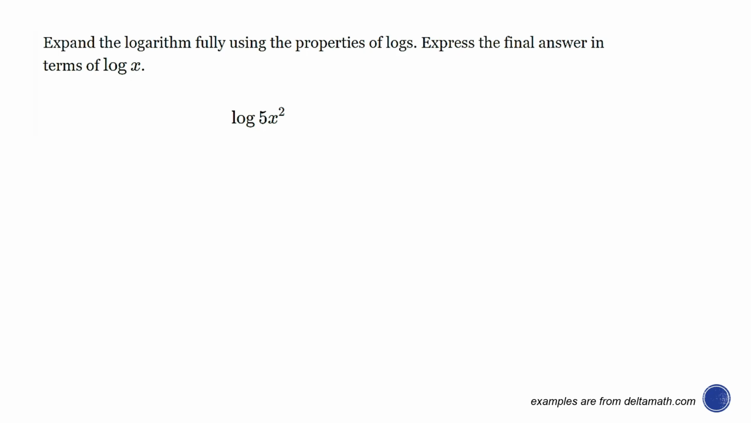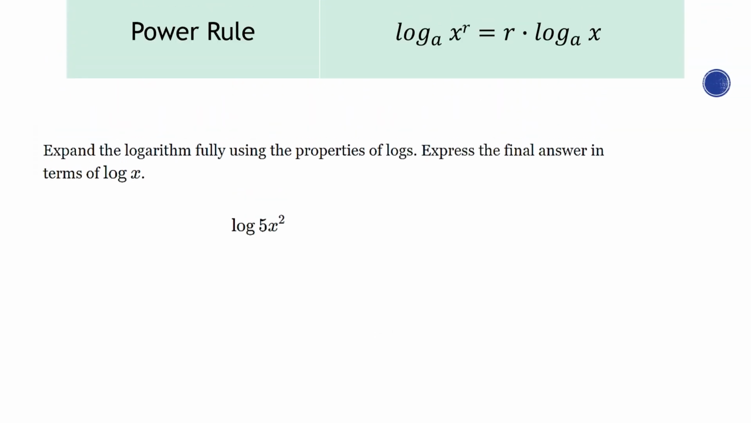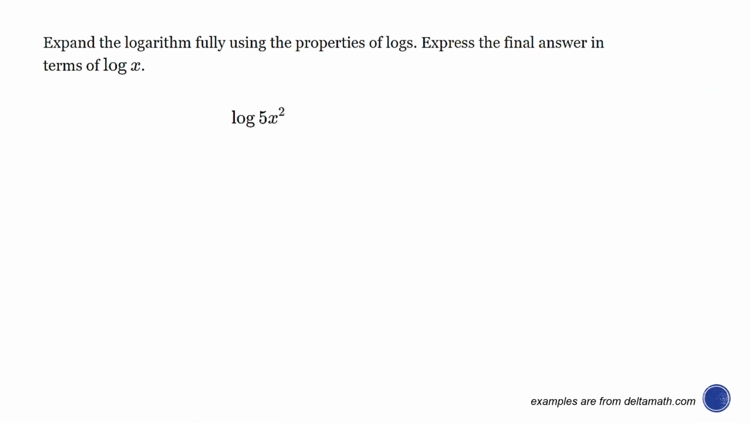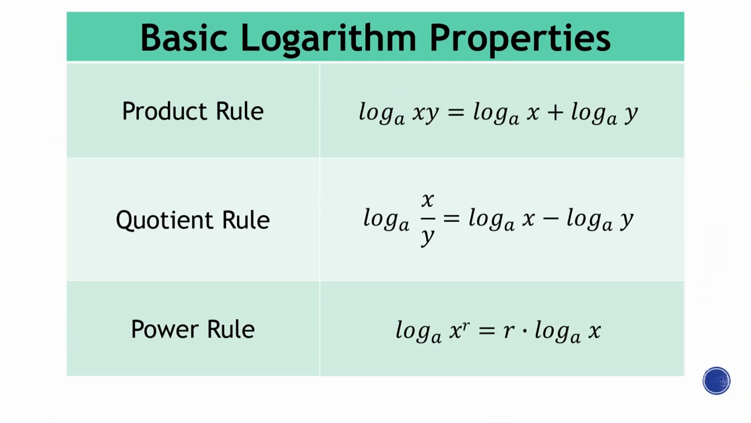Now we need to understand first here that the term 5x squared, the operation between 5 and x squared is multiplication. We need to understand that. So what operation is involved? Is it multiplication or division? Because as you can see here in the properties of logarithms, we have the product and the quotient rule. So for multiplication we will use the product rule, and of course for division we will use the quotient rule. And of course, another thing that is obvious is the exponent.